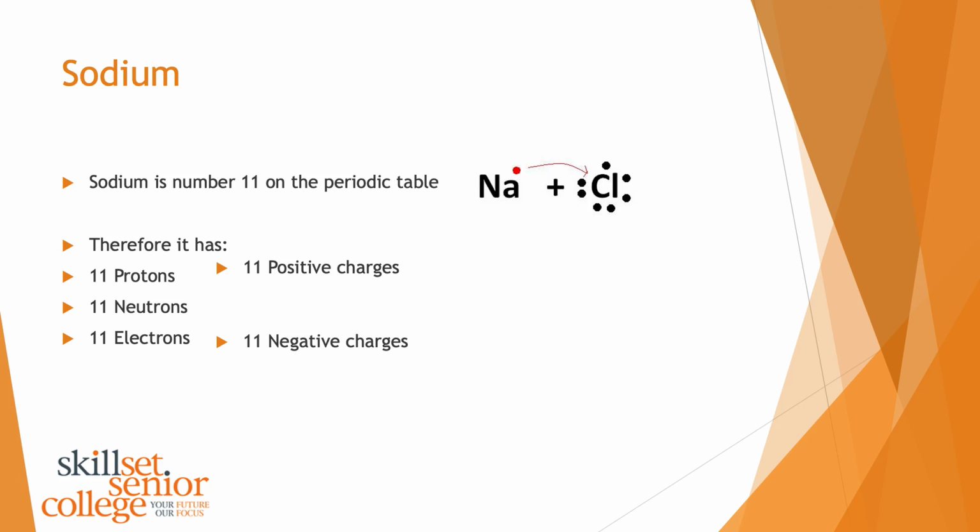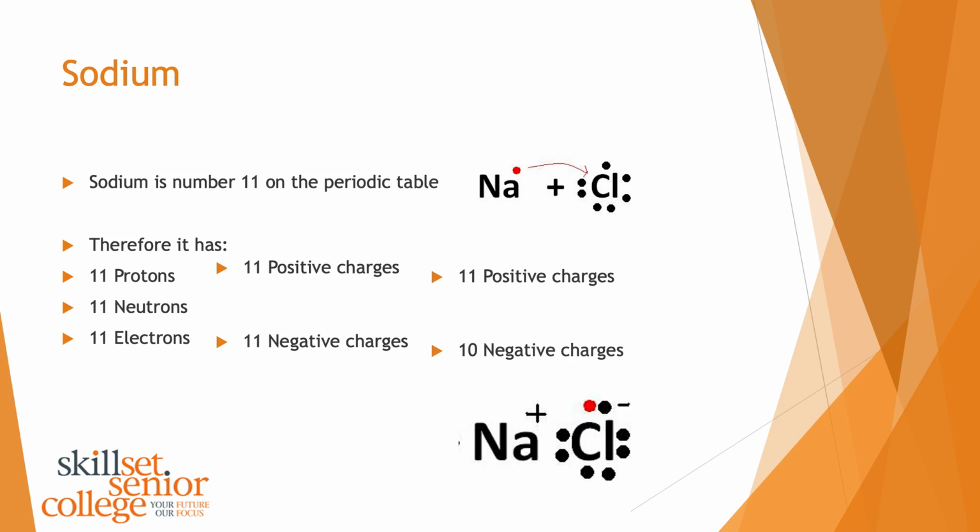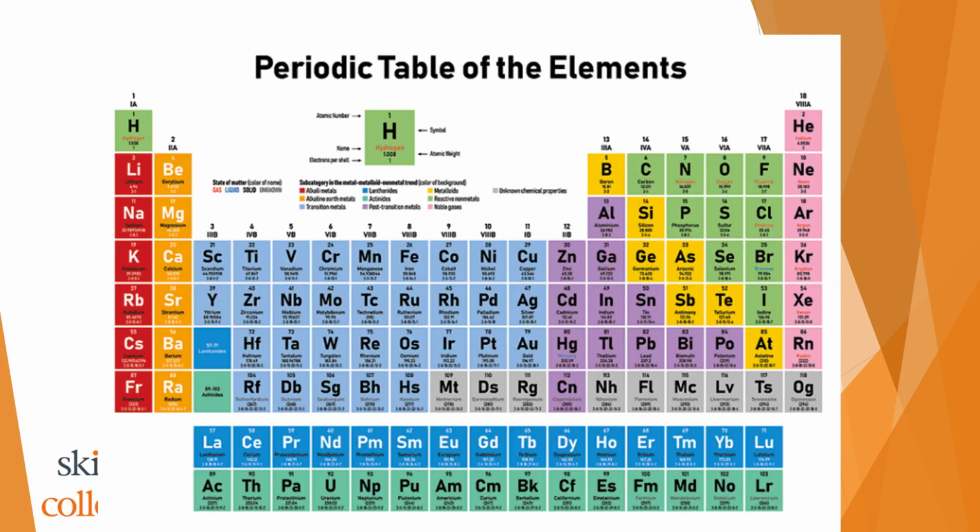When sodium, Na, gets rid of that electron, it still has the same amount of protons, so it still has 11 positive charges, but it loses one electron, therefore now it only has 10 negative charges. So it is now more positively charged than it is negatively charged. It doesn't cancel out anymore. There's an imbalance. There's more positive charges than negative charges. Therefore, we write it as Na+. It is positively charged. Okay?